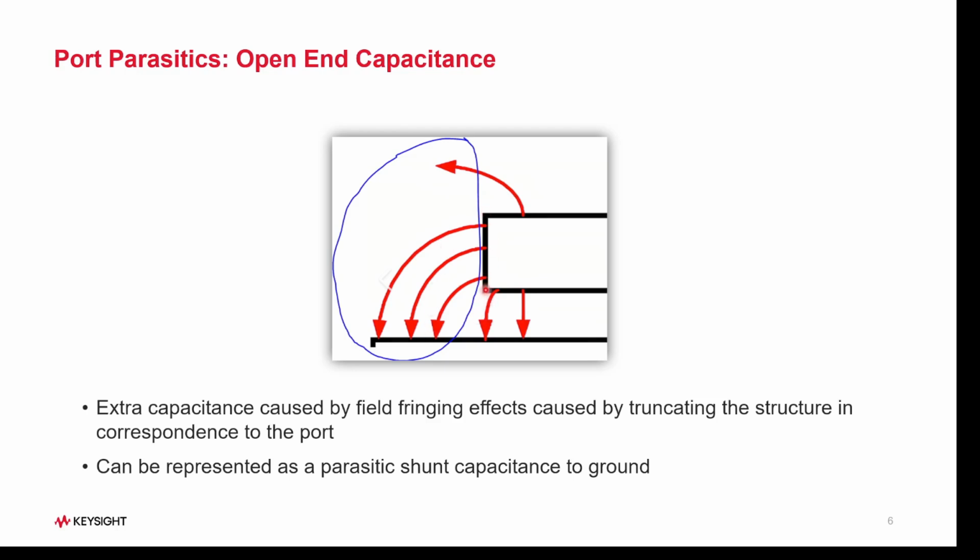So that is an effect created by the disturbance of cutting the structure and putting a port in there. From a circuit standpoint, this can be thought of as a parasitic shunt capacitance to ground, and this is the other main parasitic effect created by adding a port to a structure that in reality wouldn't have a port.